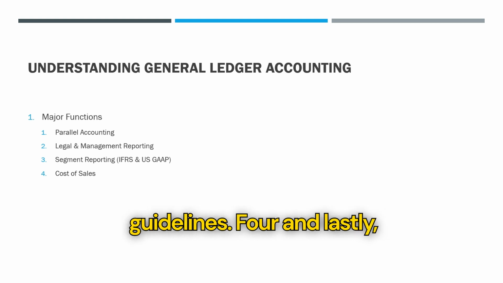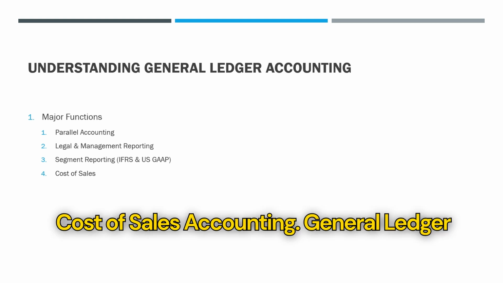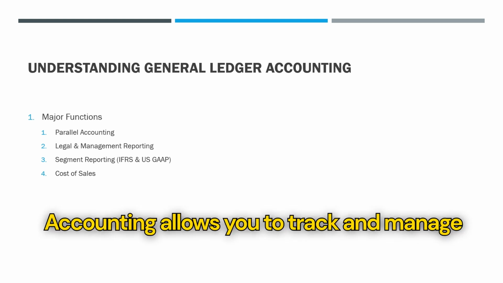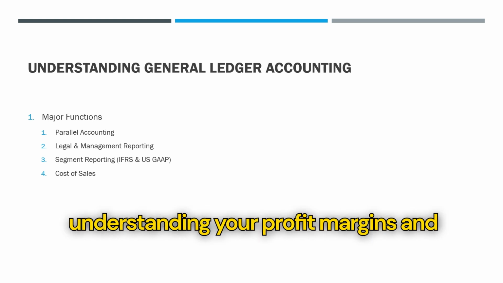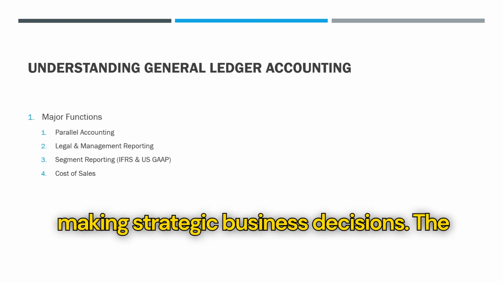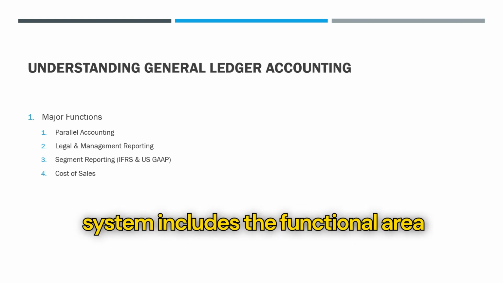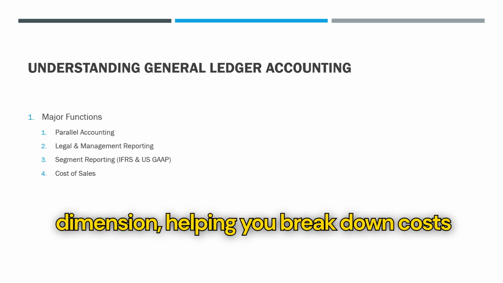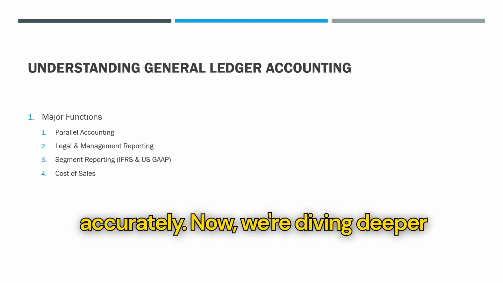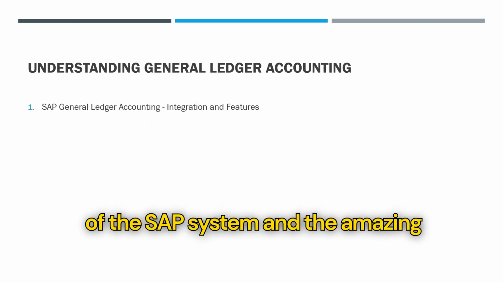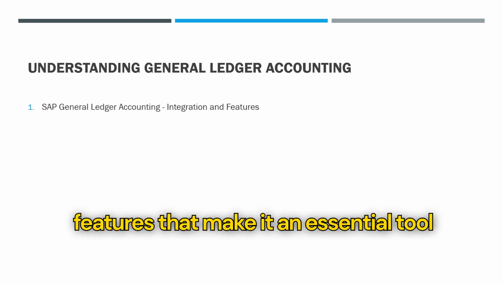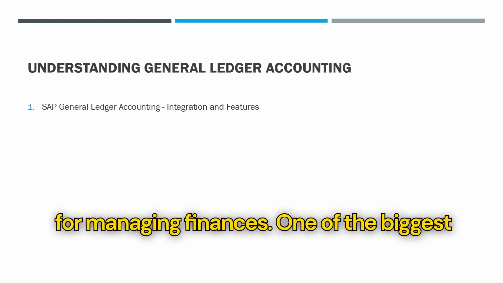4. And lastly, cost of sales accounting. General Ledger Accounting allows you to track and manage the cost of sales. This is essential for understanding your profit margins and making strategic business decisions. The system includes the functional area dimension, helping you break down costs accurately. Now, we're diving deeper into how it integrates with other parts of the SAP system and the amazing features that make it an essential tool for managing finances.